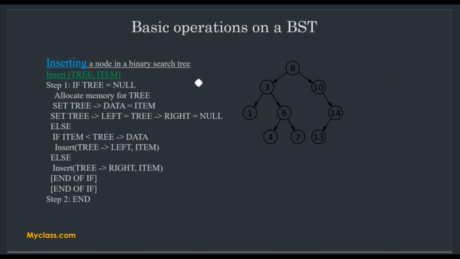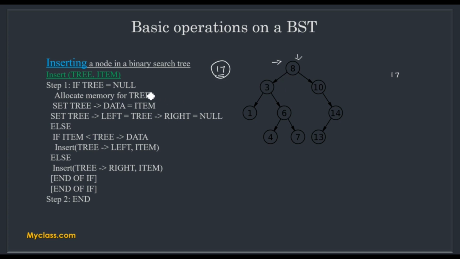Next is inserting a node in a binary search tree. Inserting is also very similar to our search algorithm. Insert tree, item. Tree is the name of one node, so first we start with our root node. If tree equals null, something is not there, so we want to allocate that memory. Let's assume that we want to insert 17. 17 is a new node we want to insert.